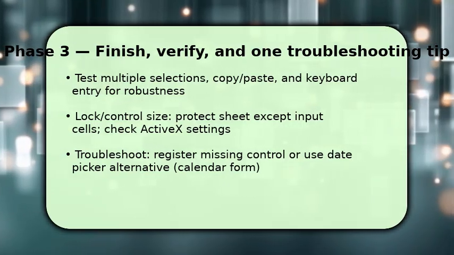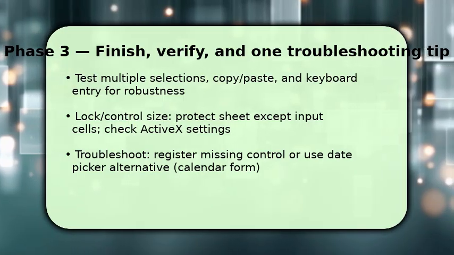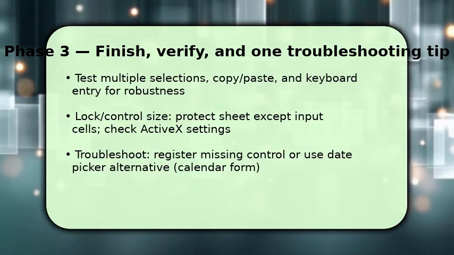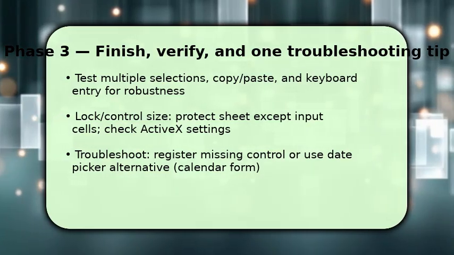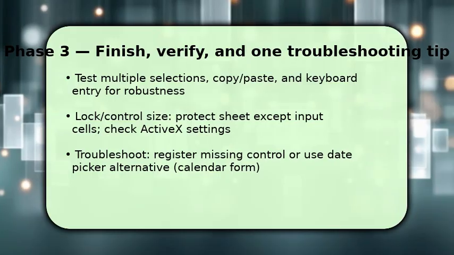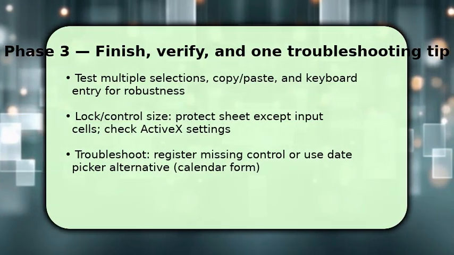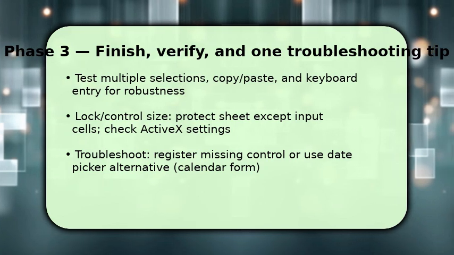If the Microsoft Date and Time Picker is missing or unreliable, register the control or build a lightweight user form calendar with VBA as an alternative. If things go wrong, check ActiveX registration and macro security. Re-enable macros and re-register DLLs before assuming data issues.